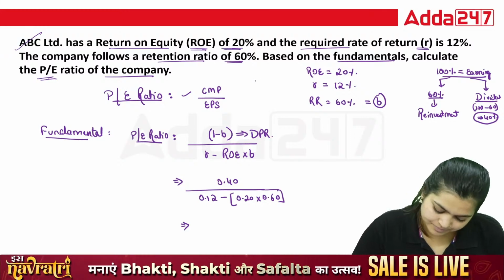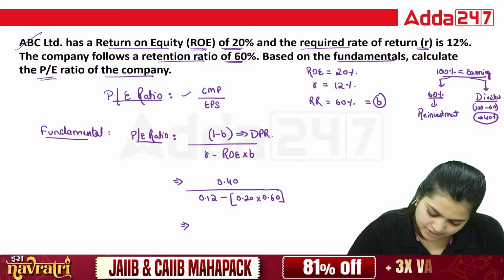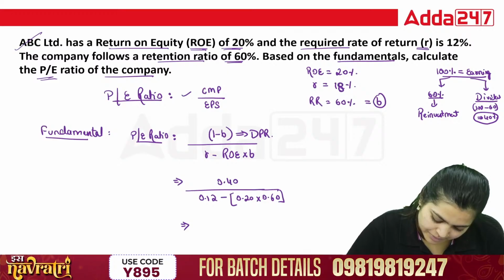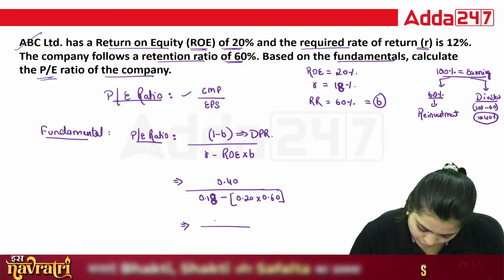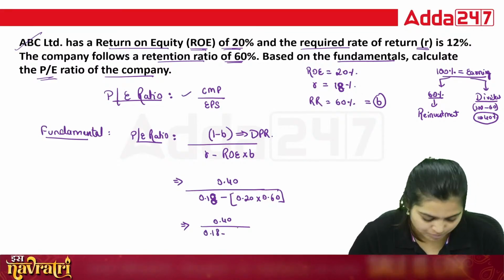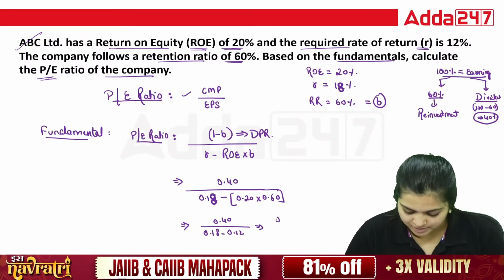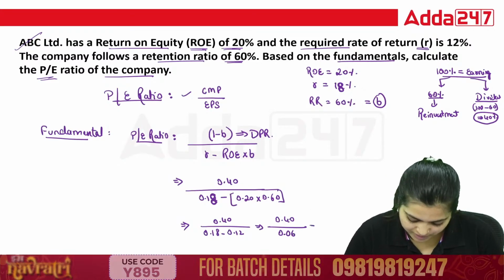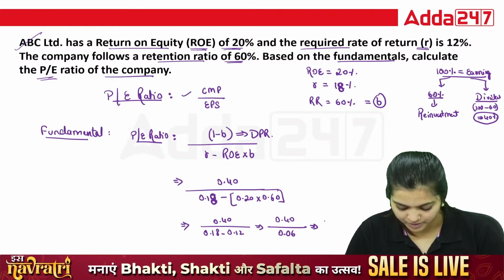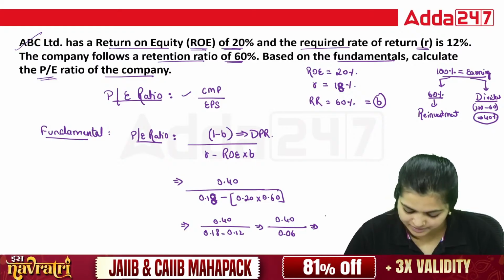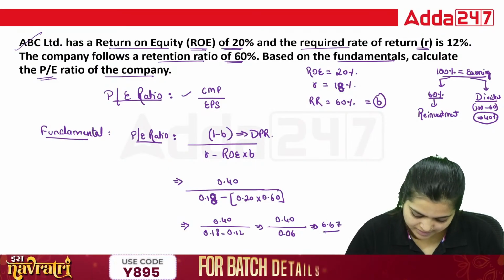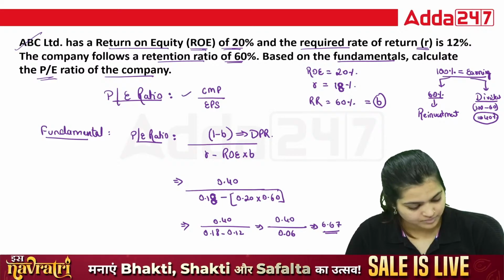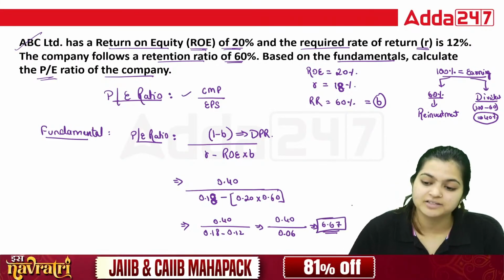Okay, wait. So if you take this, it is going to be a 0. So do one thing. Okay, take this required rate as your 18%. Yes, 18%. Okay. So 0.40 divided by 0.18 minus 0.12. So that is going to be 0.40 over 0.06. So what is your PE ratio? 0.4 divided by 0.06. That is your 6.67.